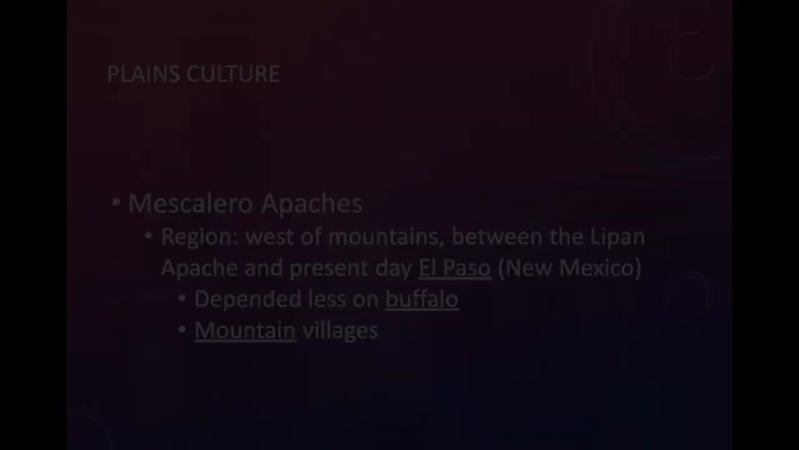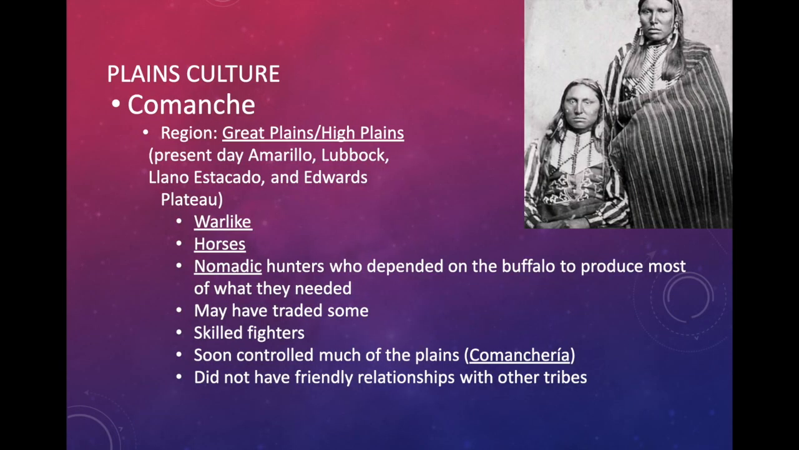If the Apache were the most aggressive, then the Comanche were the most powerful group in the Plains culture. We call them the Lord of the Plains. They are so powerful in the height of their culture. So the region that they lived in was the Great Plains and the High Plains, close to present-day Amarillo, Lubbock, the Llano Estacado, and the Edwards Plateau.